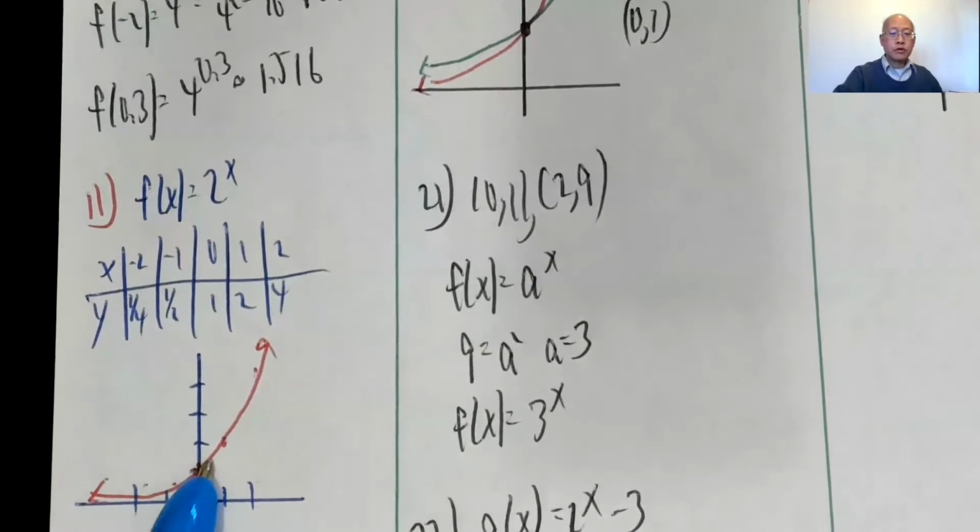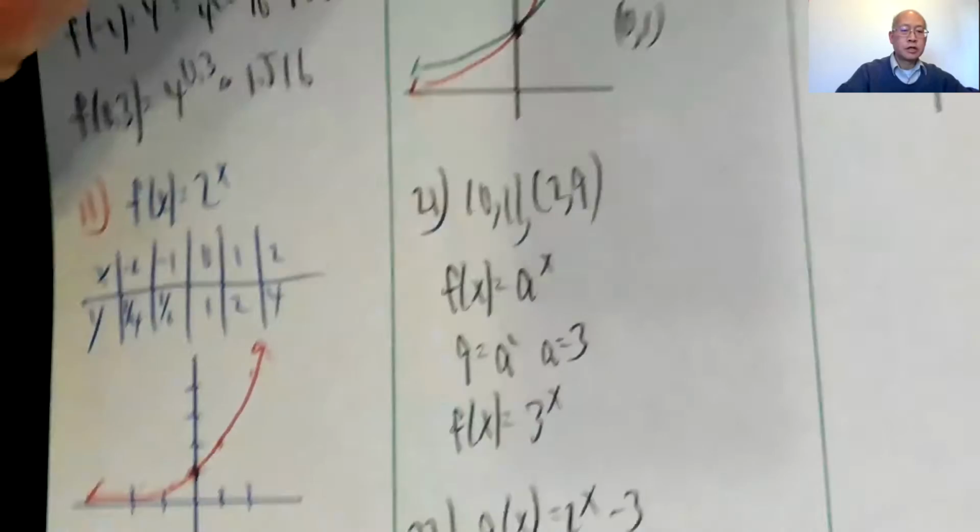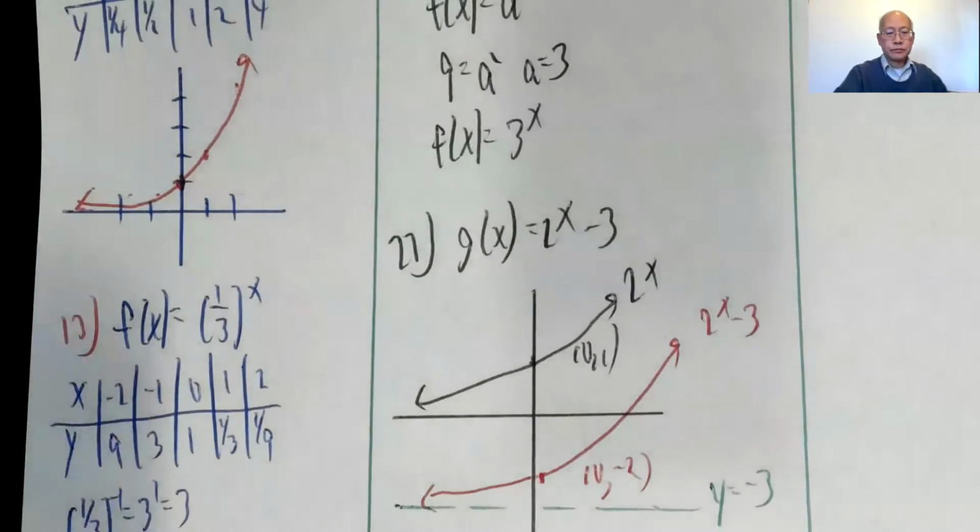So here's 0, 1, 1, 2, 2, 4. Negative 1, 1/2, negative 2, 1/4. So exponential functions tend to look something like that.